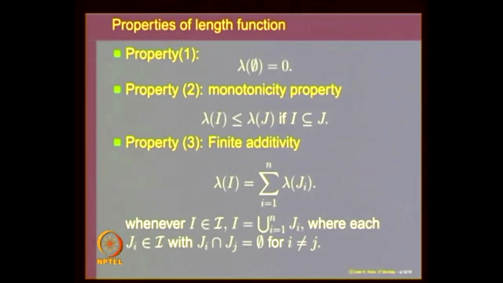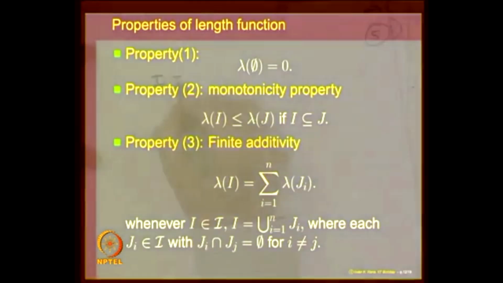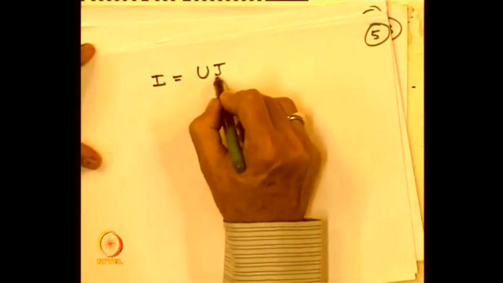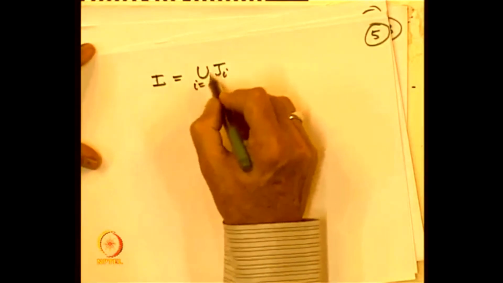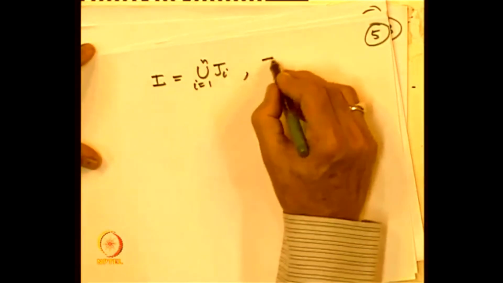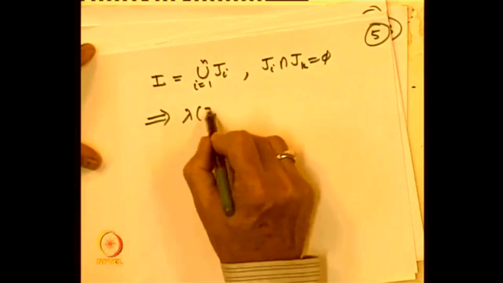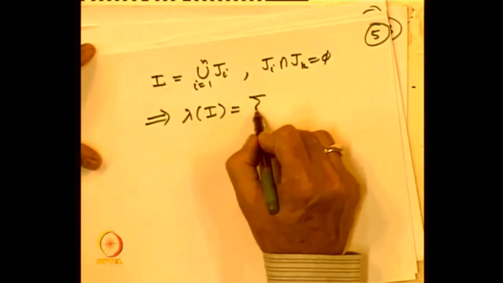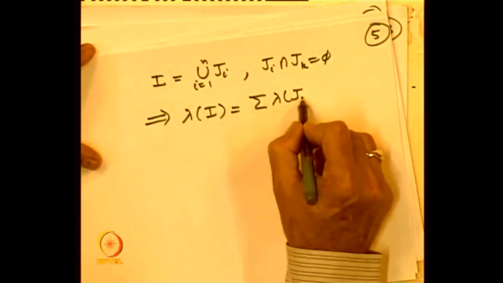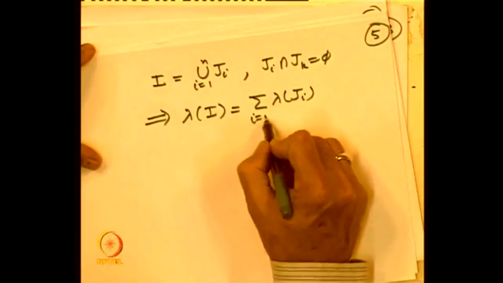So let us check the finite additivity property. We want to check if I is equal to the union of J_i's, all are intervals where J_i intersection J_k is empty, then that should imply the length of I is equal to the summation of the lengths of J_i's, i equal to 1 to n.